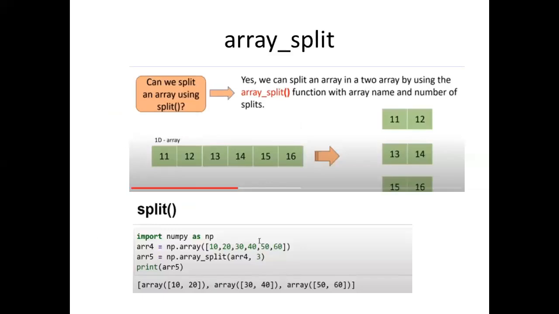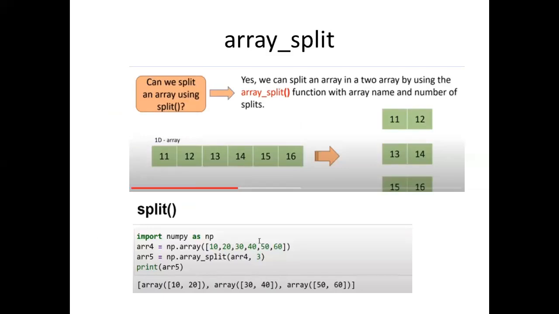Then array splitting. We can split an array into multiple arrays by using the array_split function with the array name and number of splits. Okay, the 1D array is given. Using the split function, we can split it up. Suppose the 1D array given has 6 elements. So first create the array with the 6 elements, then use the array_split function. Then specify how many arrays you want to split it into.